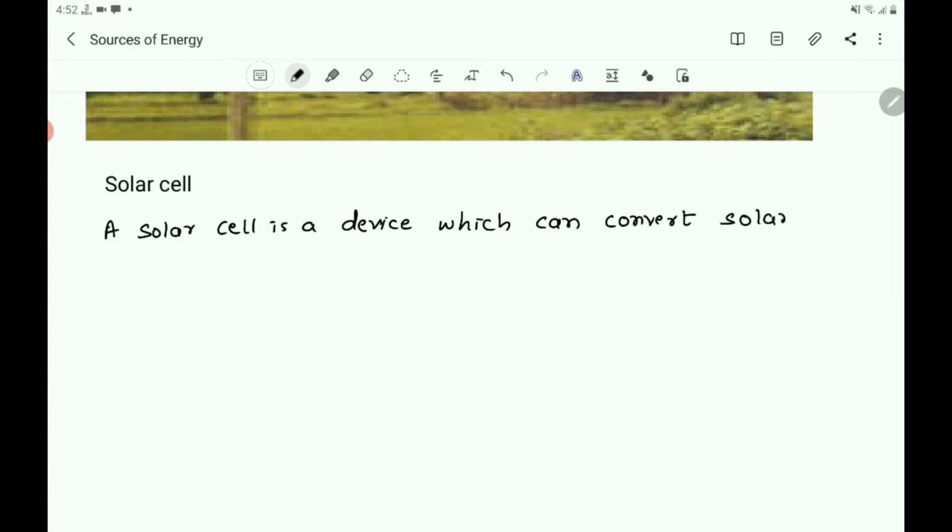So you write the solar cell. What is a solar cell? A solar cell is a device which can convert solar energy directly into electrical energy.